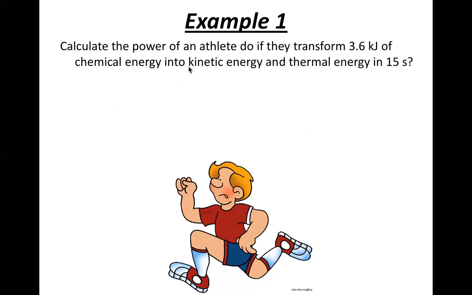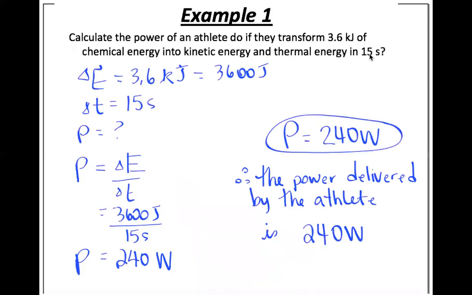What goes in is the chemical potential energy, and what comes out of it is mainly kinetic energy and a little bit of heat as well. So we're given the time, we're given the energy. Notice the energy or the work or the change in energy is not SI units, it's kilojoules. So we have to change that into joules before we get started. So delta E is 3,600 joules, time is 15 seconds.